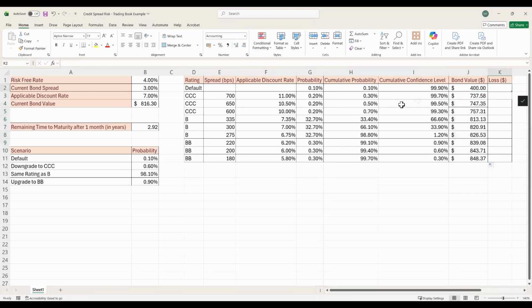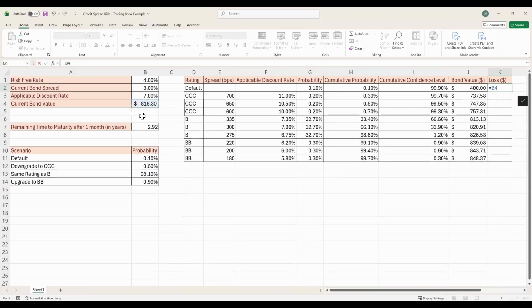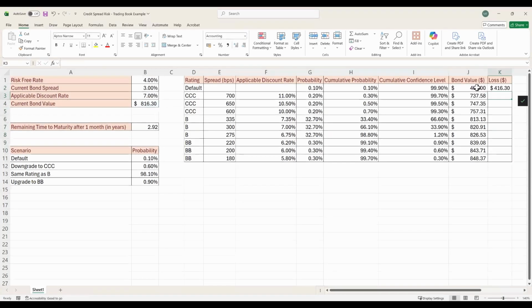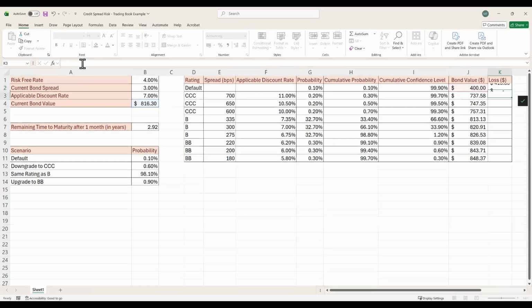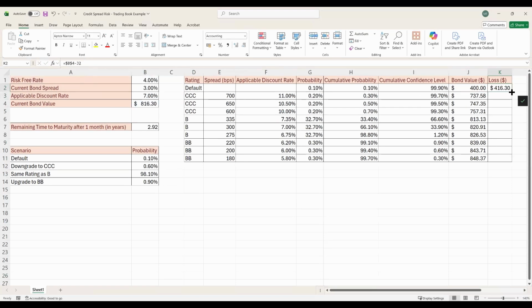Loss is nothing but the initial bond value minus the final bond value. If the bond value has decreased, of course there will be a loss. So this loss will be equal to the previous value 816.3 minus the current value of 400. So this is your loss, the worst case loss that we are having. And again, I'll have to press F4 over here because I want to keep it fixed, because 816.3 is the current bond value against which all the next month bond values are compared. Okay, so I'll just drag it and we'll get all the loss values.